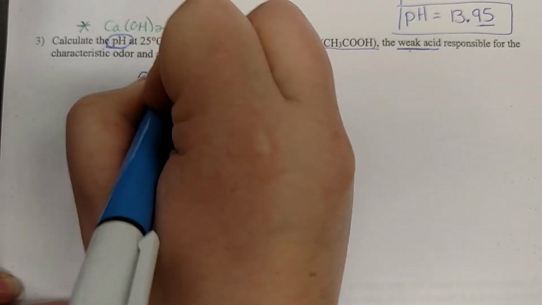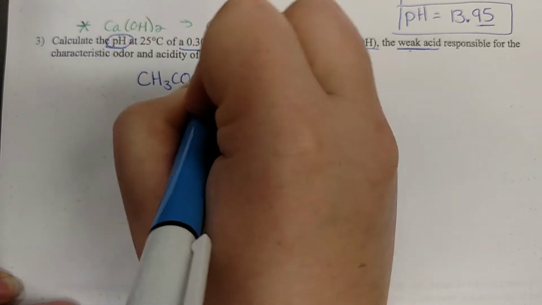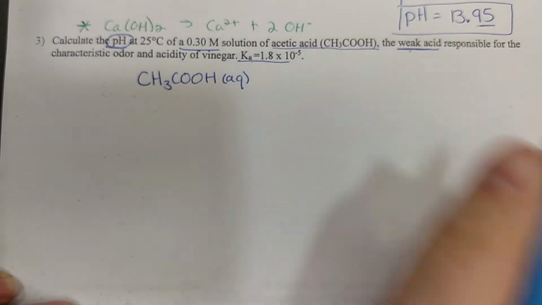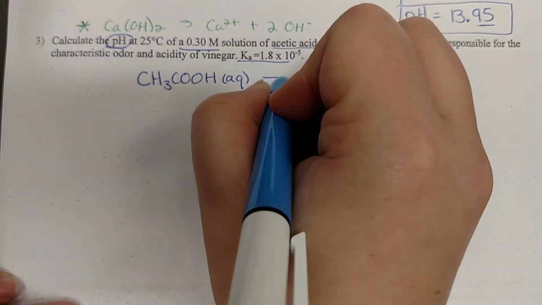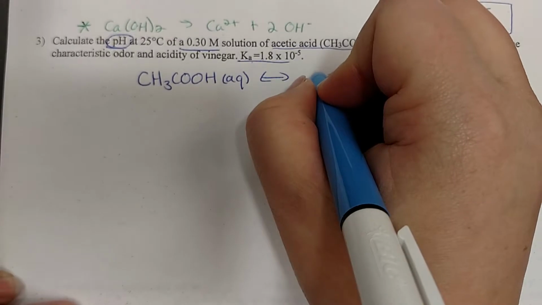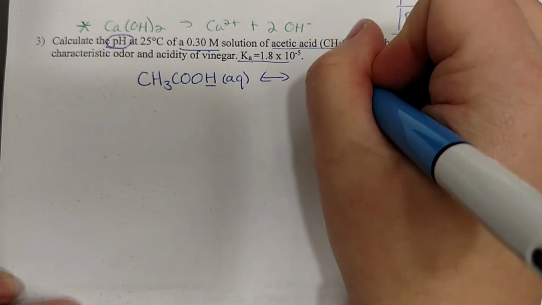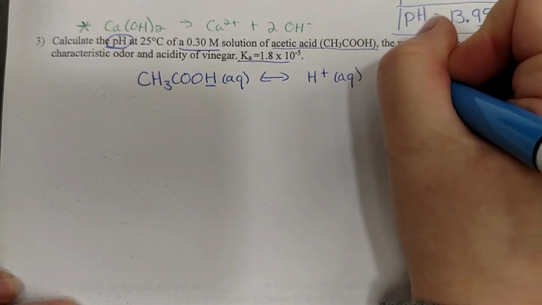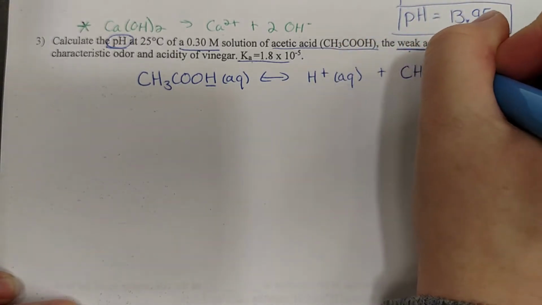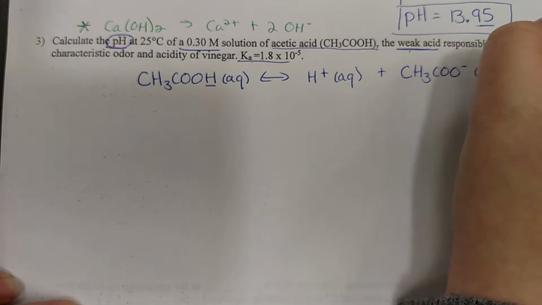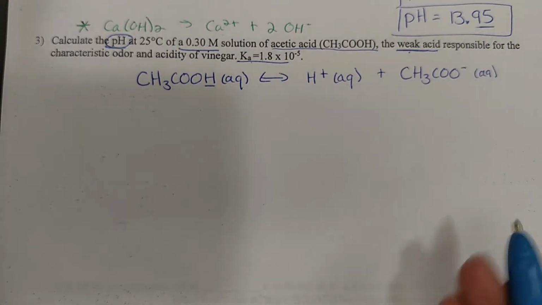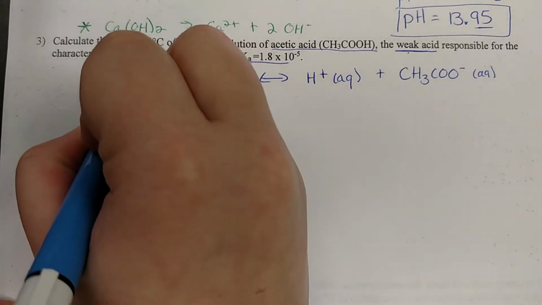So we have our acetic acid solution, and that is going to break down into our hydrogen ion, and the one that it gives off is this one hanging off the end, and the acetate ion. Alright, we're going to go ahead and set up our ice table.